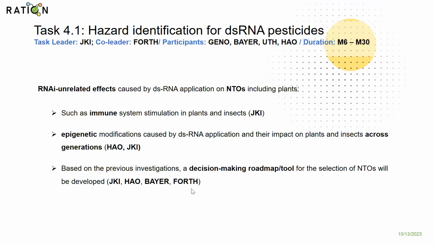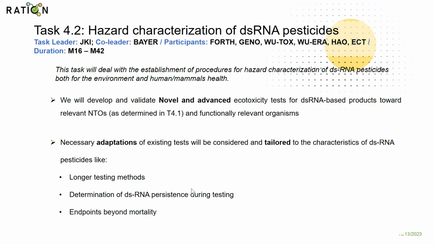Also within this task, we are going to study the RNAi-unrelated effects, such as immune system stimulation in plant and also in insect. We are also going to check the epigenetic modification caused by double-strand RNA application and its impact in plant and insect, also across generations, because it has been shown that this could last for several generations. And based on the previous investigations, a decision-making road map or tool for the selection of non-target organisms will be developed.